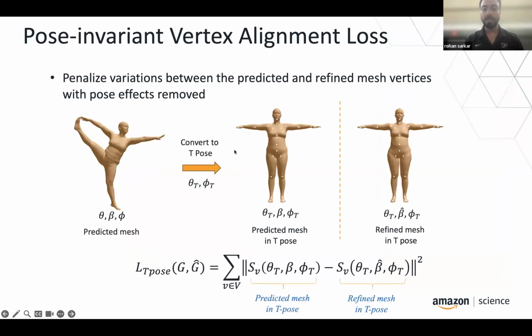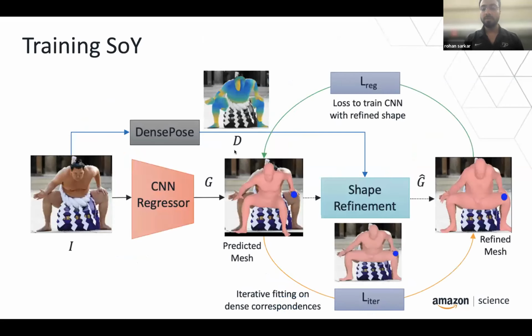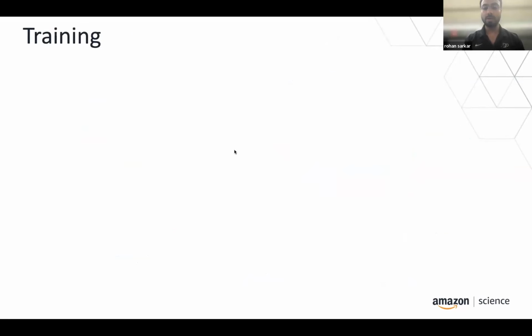We then use the linear blend skinning function SV to generate the vertices, and the proposed loss penalizes the variations between the predicted and the refined mesh vertices in T-pose, that is after the pose effects have been removed. In our training framework that we showed earlier, we trained in 2 stages with the 2 losses, L regression for training the CNN and L iterative for iterative refinement. We now elaborate more on that.